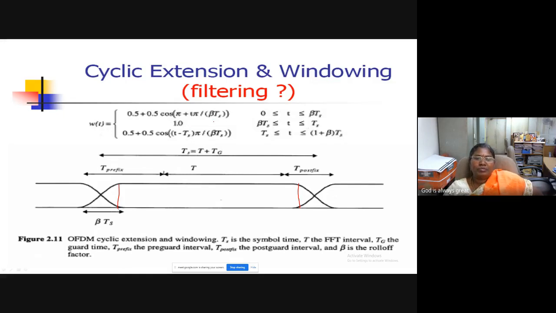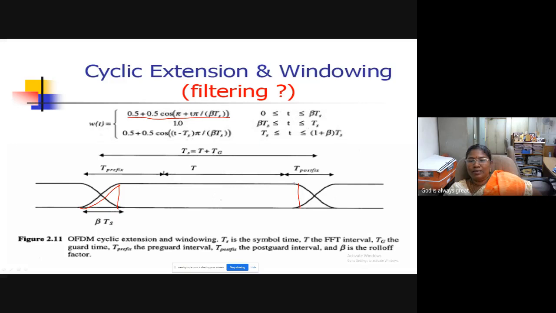The expressions that have been written here are with respect to the raised cosine windowing function. You can see that this rising part from here to here takes values between 0 to beta Ts. For this portion, the value of the signal will be like this: 0.5 plus 0.5 cos of pi plus 4 pi divided by beta Ts. This is your rising part of the signal.